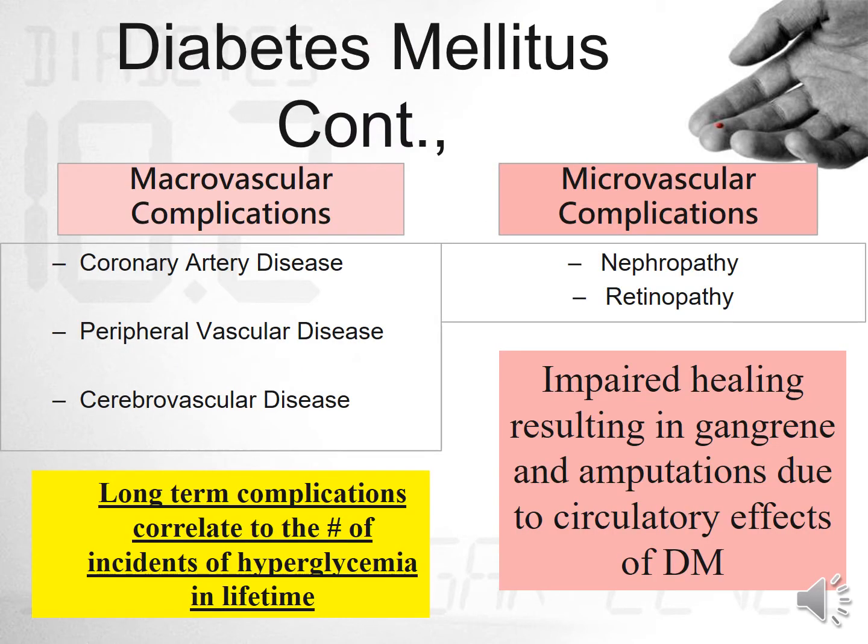Diabetes mellitus can be macrovascular or microvascular. Macrovascular complications include coronary artery disease, peripheral vascular disease, and cerebral vascular disease, while microvascular results in nephropathy and retinopathy. Impaired healing results in gangrene and amputations due to circulatory defects of diabetes mellitus. Long-term complications correlate to the number of incidents of hyperglycemia in a lifetime.